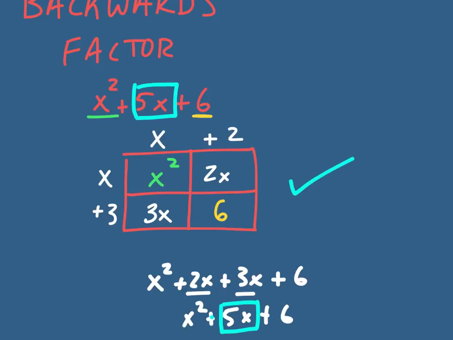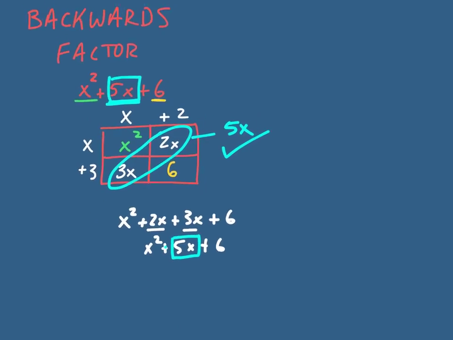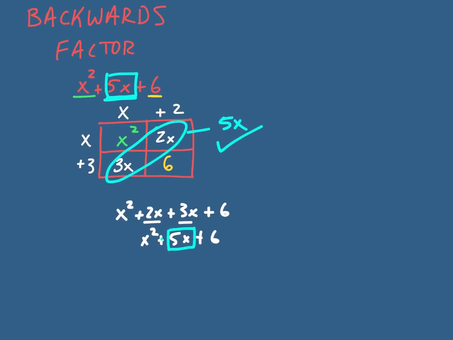So then your answer is this. If I wanted to factor x squared plus 5x plus 6, that would factor to x plus 2 times x plus 3. Okay, this is my answer. And these are equivalent statements saying this.